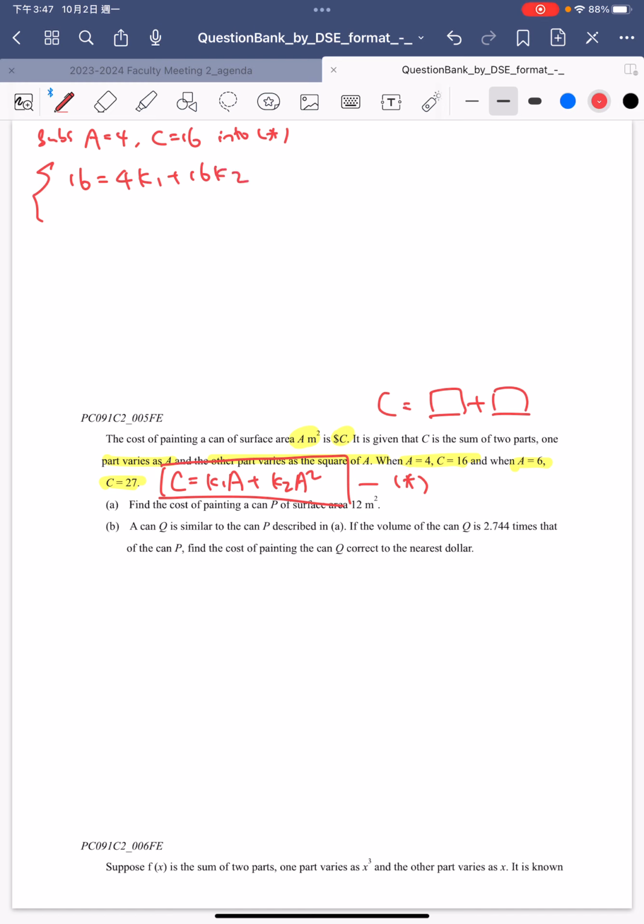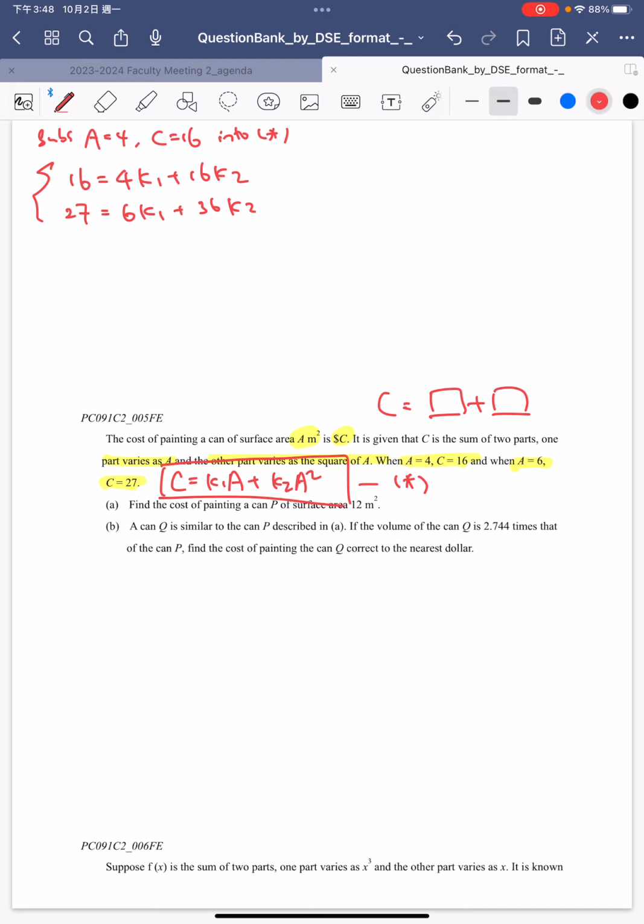And after that, we have the second condition. A is equal to 6 and C is equal to 27. So we have 27 is equal to 6K1 plus 6 squared, which gives you 36K2. In this formula, it's a little bit tricky because we got 4K1 here, but 6K1 there. Even if you use the second formula minus the first one, you still get 2K1 left. So K1 is not totally eliminated, and that's not something that we want.